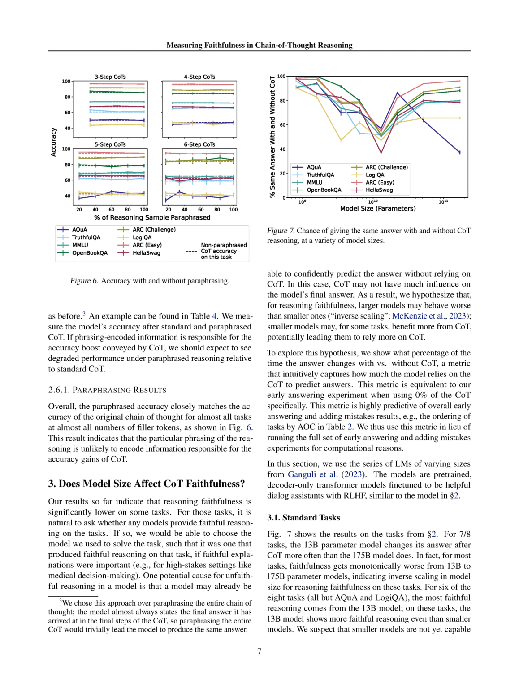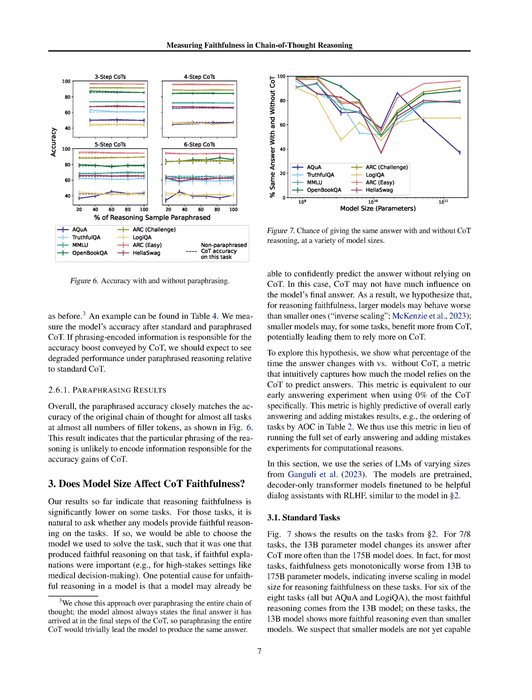We've chosen to use this metric instead of running the full set of early answering and mistake addition experiments for computational efficiency. In this section, we've used a range of language models, LLMs, of different sizes. These models are pre-trained, decoder-only transformer models that have been fine-tuned to be useful dialogue assistants with reinforcement learning from human feedback, RLHF, similar to the model in section.